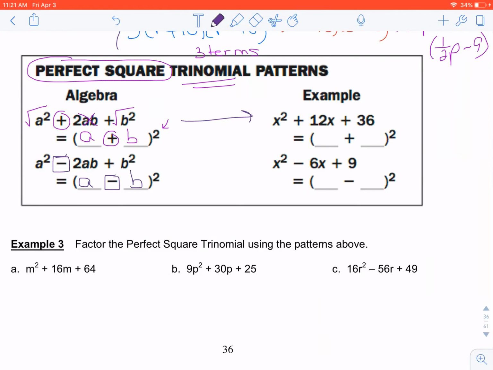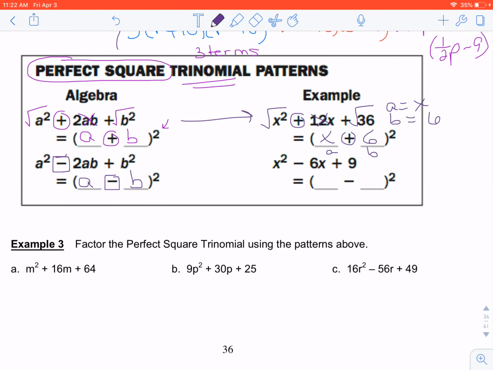Looking right across at the example, this works the same way as above. We're ignoring the middle number. We're taking the square root of x squared. That's our a, and that's just x. We're taking the square root of 36. That's our b, and that's 6. There's a plus sign, so we have a plus sign. So x plus 6, and then squared. We're writing it squared because 6 times 6 is 36, and x times x is x squared. That's why we're writing that squared on the outside.